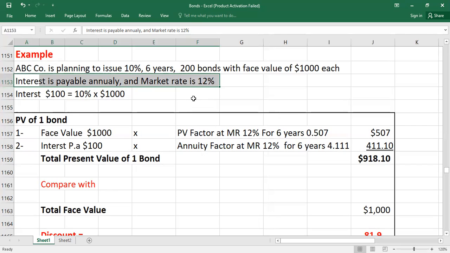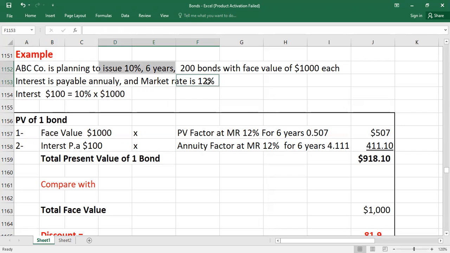First of all, simply calculate the value of interest. I'm going to calculate interest for one bond. I will take the face value of one bond, which is 1000, multiplied by the stated rate, not the market rate, which is 10%. This is how I get the amount of interest. Your stated rate is 10% and the market rate is 12%. It means when our stated rate is less than the market rate, the bond should be sold at discount. So this is the case of discount.